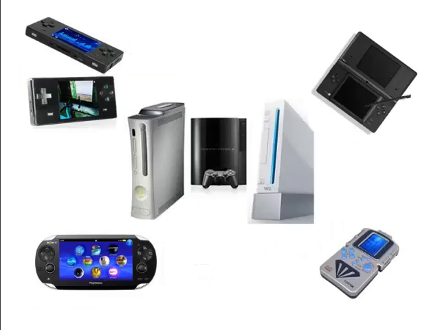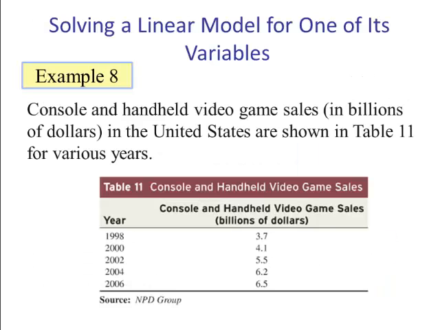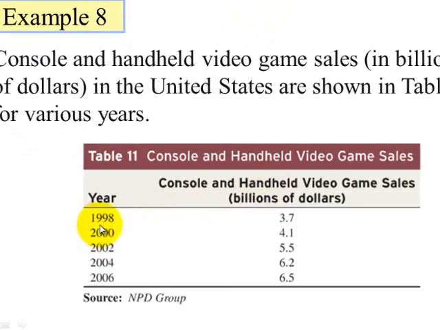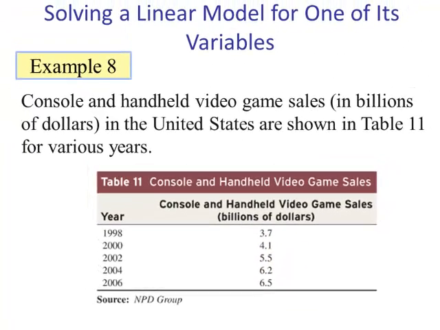Here's our last example. It involves handheld and game console video games. In table 11 we have the console and the handheld video game sales measured in billions of dollars in the United States for certain years. So we see in 1998 we had $3.7 billion. In 2006 it's $6.5 billion, and it appears that as the year increases, the video game sales increase.